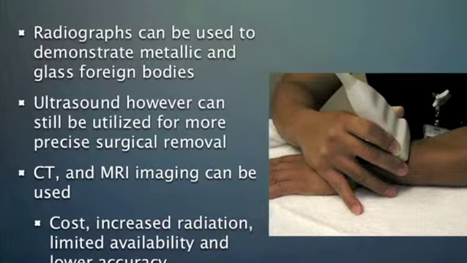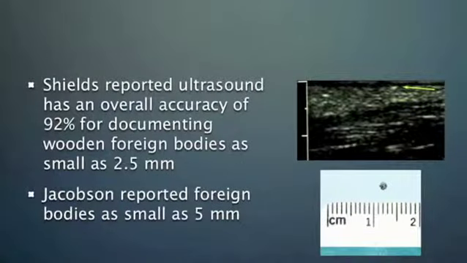Now, CT and MRI can also both be used. However, we're talking about cost, and in the case of CT, unnecessary radiation, and in the case of MRI, sometimes not always available, and actually they have lower accuracy in doing the actual surgical removal part. Well, what about ultrasound? Shields reported that ultrasound has an overall accuracy of 92% for documenting wooden foreign bodies as small as 2.5 millimeters. Jacobson looked at foreign bodies as small as 5 millimeters. So even these very small structures can be seen on ultrasound.